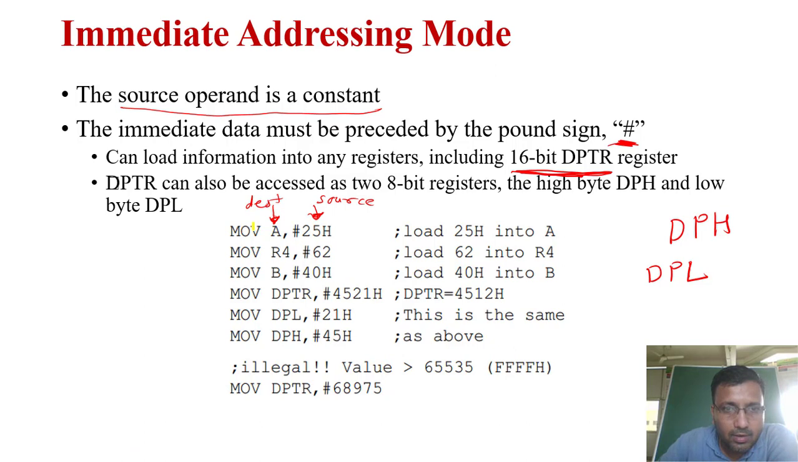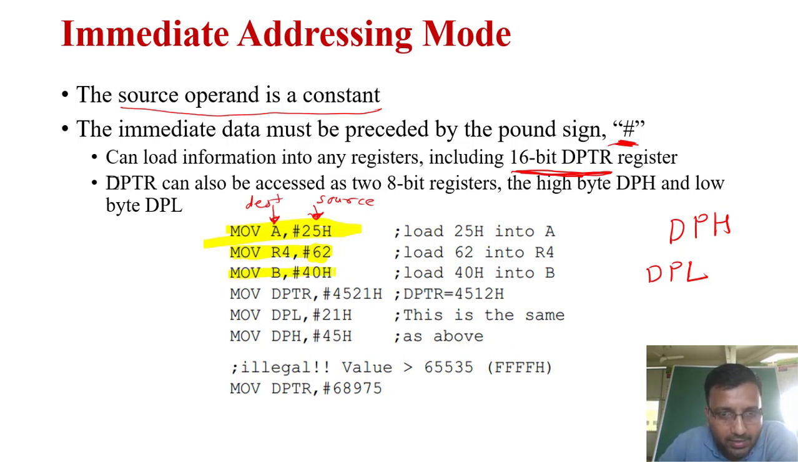Here the first instruction is MOV A, #25h. This will load the immediate value 25. Hash is there, that's why it's the immediate addressing mode. It loads this immediate value 25 into the accumulator. So after this instruction, the accumulator contents are 25h. Here it is MOV R4, #62. Here the h is not specified, that's why this value is considered as a decimal. So internally it is going to convert this decimal into hexadecimal, and the appropriate hexadecimal of 62 is loaded into R4.